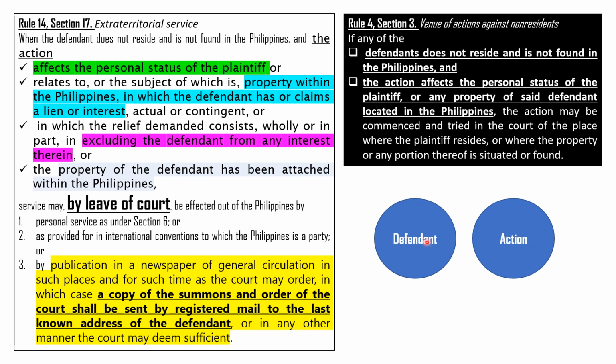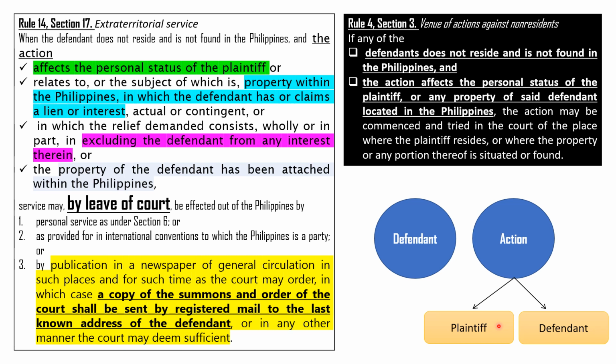If your defendant is a non-resident and is not found in the Philippines, then Section 17 can come into play. But don't stop there. Second, you need to ask yourself what kind of action is involved. Is it one which affects the plaintiff or one which affects the defendant?